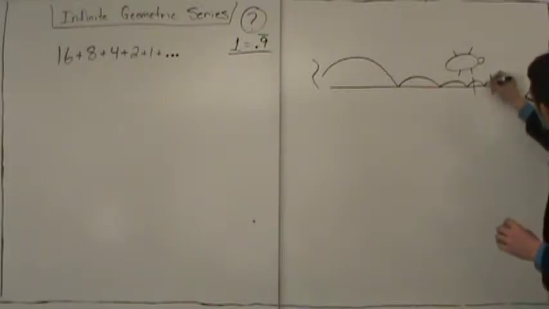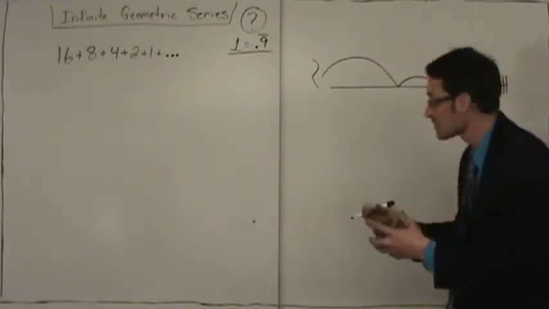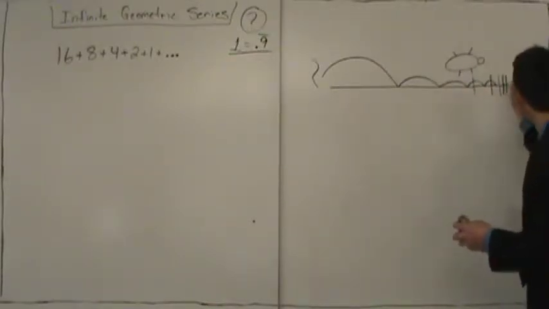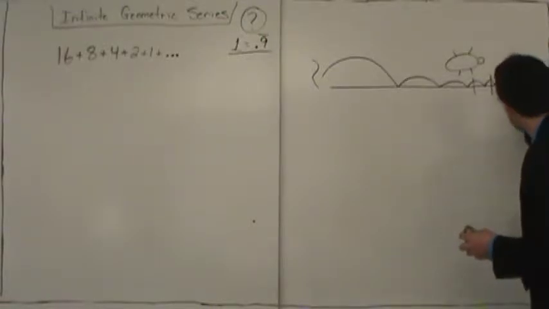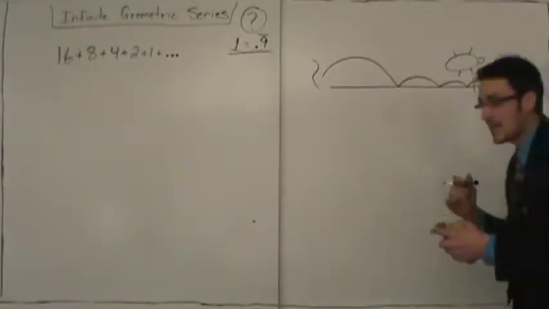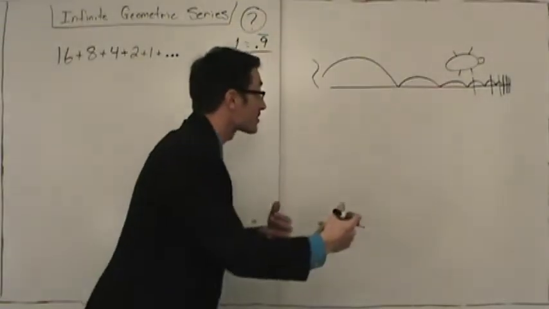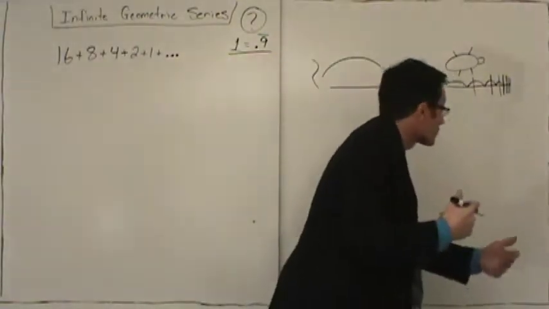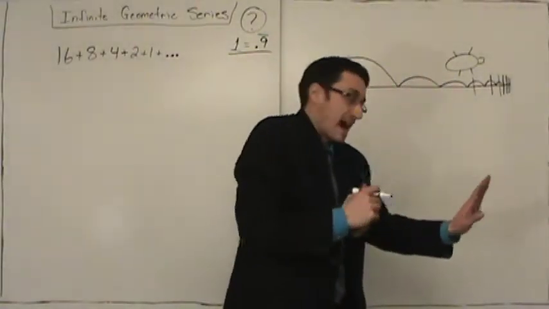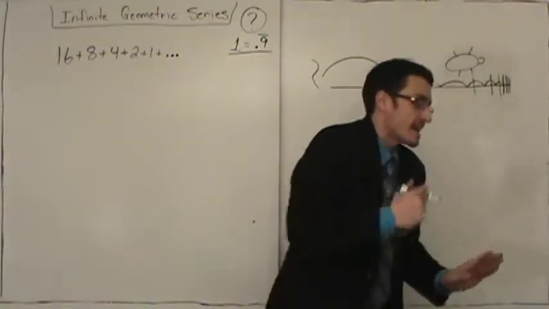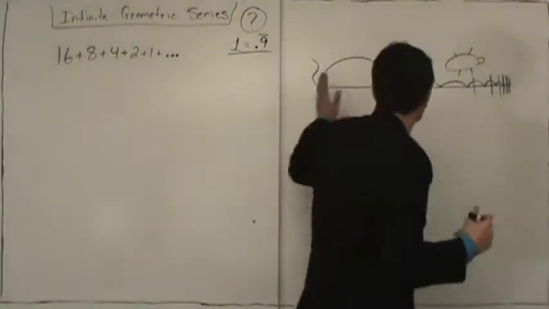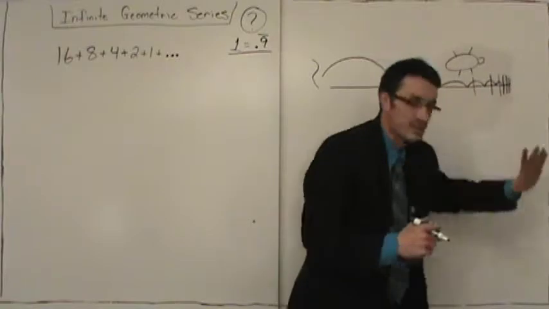So the hare gets halfway to the tortoise again. He gets halfway closer again. What happens? The tortoise moves. The hare gets halfway closer again, and the tortoise moves. So every time the hare gets halfway closer, the tortoise moves away. So is the hare ever going to reach the tortoise?